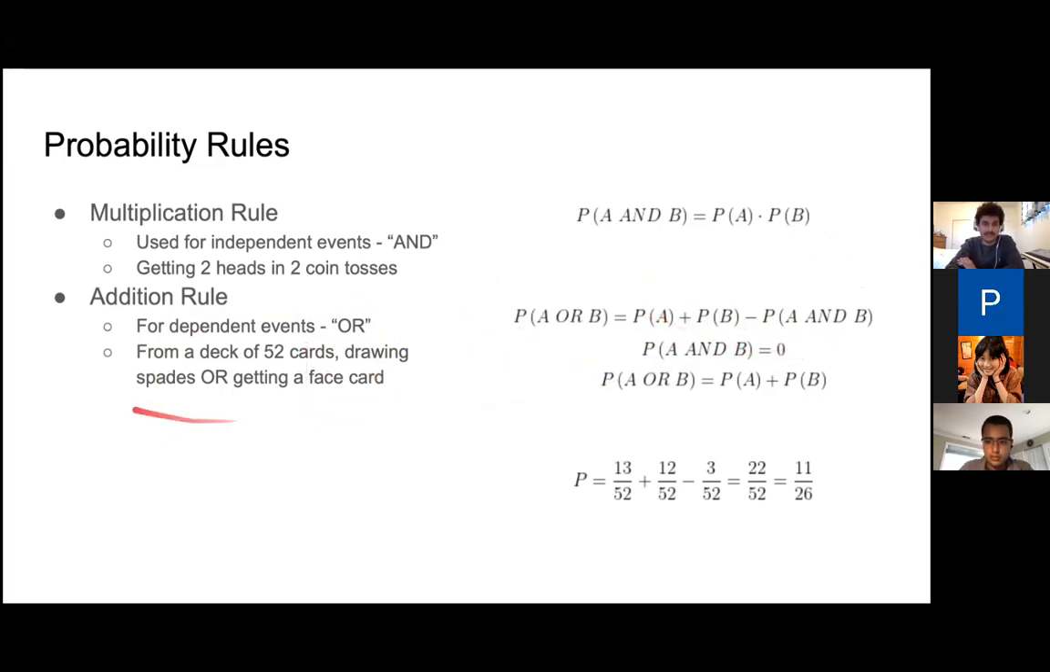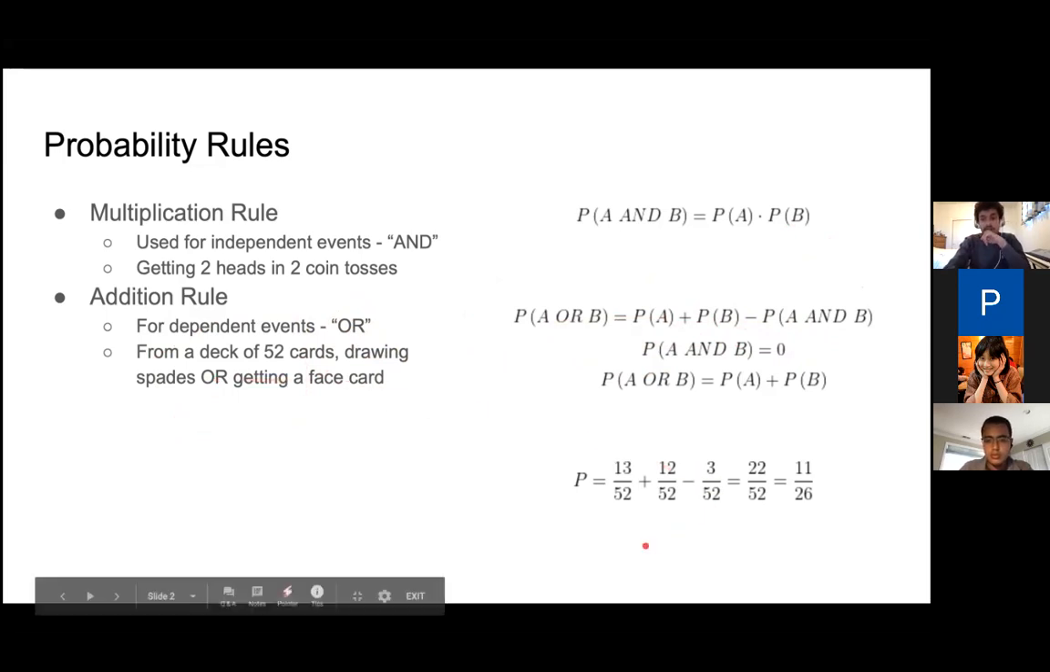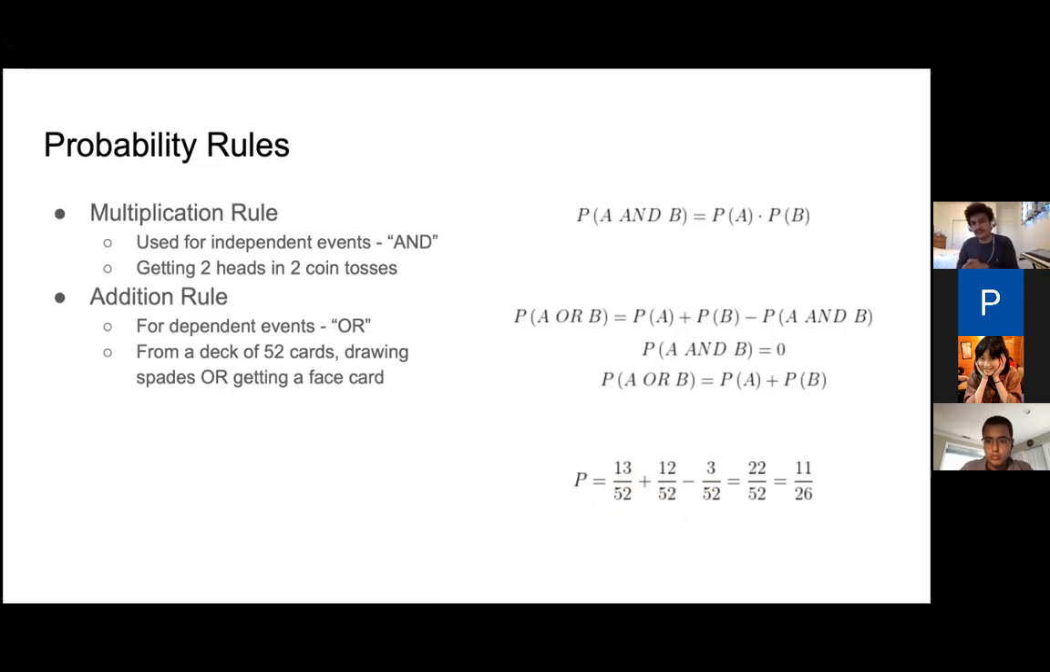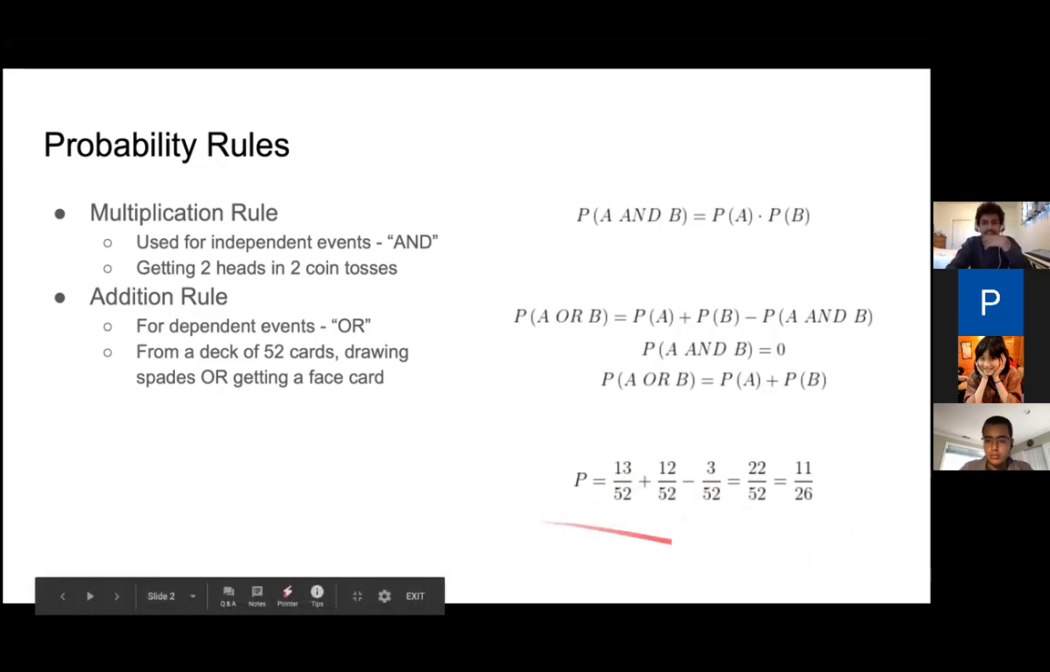And I think for this equation, a good problem is looking at a card deck. So from a deck of 52 cards, what's the probability of drawing a card that's spades or getting a face card? So there's 13 cards that are spades out of the 52. And there's 12 face cards in the deck, so you add those together. But there are also 3 face cards that are spades: Jack of spades, Queen of spades, King of spades. So we want to subtract out that probability because we're only interested in getting something that's spades or something that's face card, not both.